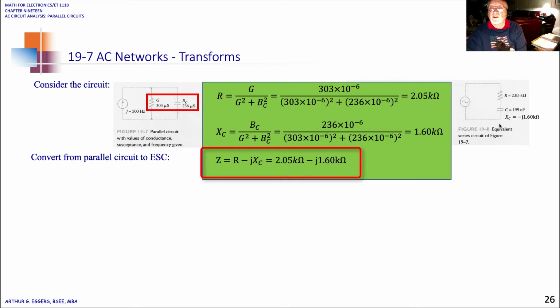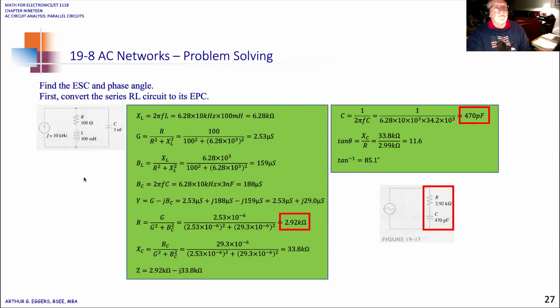If we draw the circuit here, you'll notice that there were no inductors in this case, so we ended up with values of R and C. And in this case, if you want to know what the X sub C is, that's minus 1.6. Okay, find the series conversion and the phase angle.